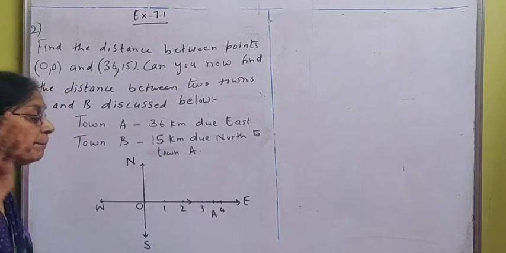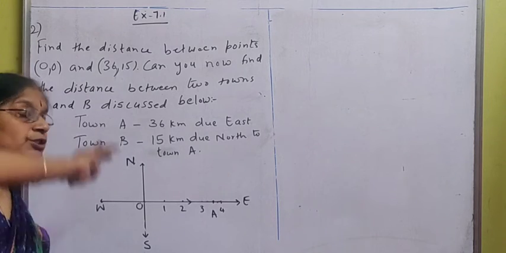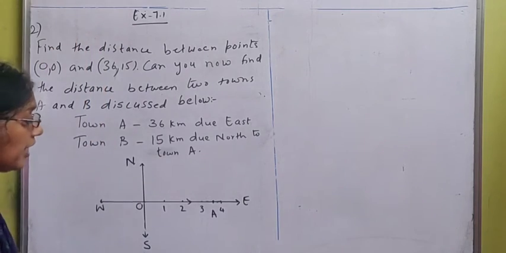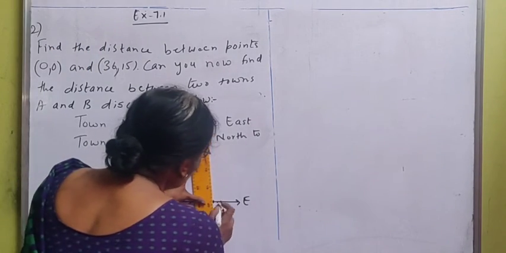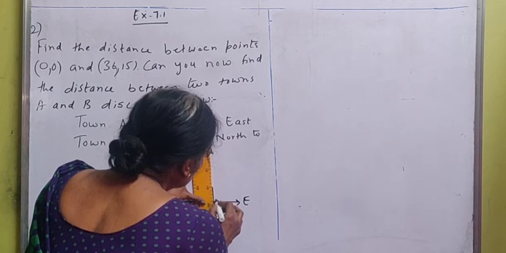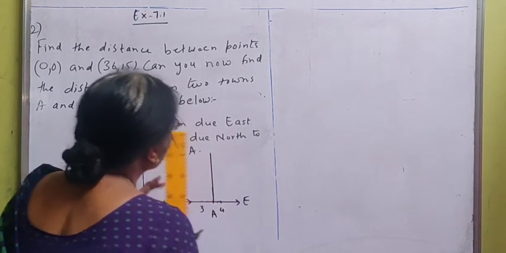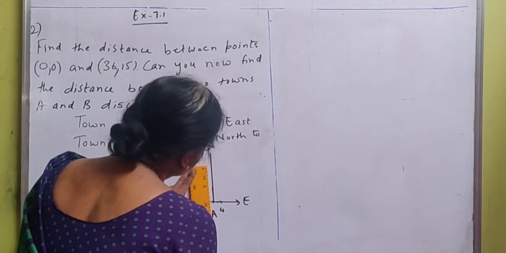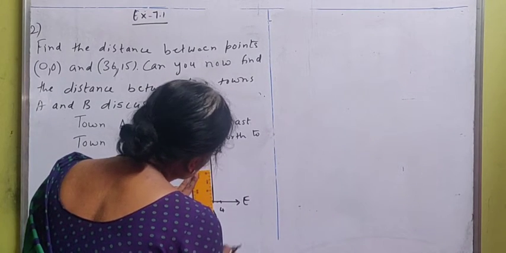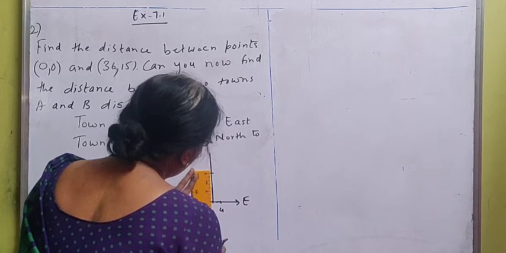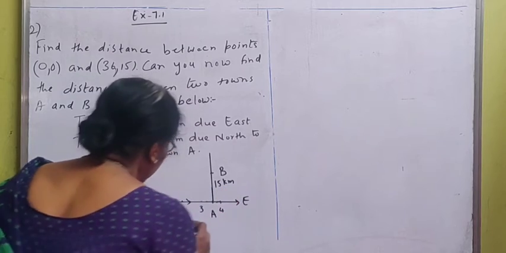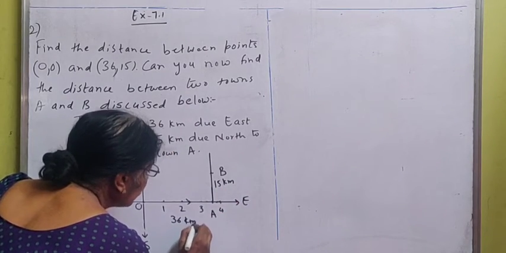From A, another town is situated. In which direction? North direction. So where do we have to take it? Towards the north direction. This is the north direction. And how much is it? 15 kilometer. 10 units is equal to 1 kilometer we have taken, so it will become 1.5. So this is 1.5. Here the town B is. So this is 15 kilometer and this is 36 kilometer.